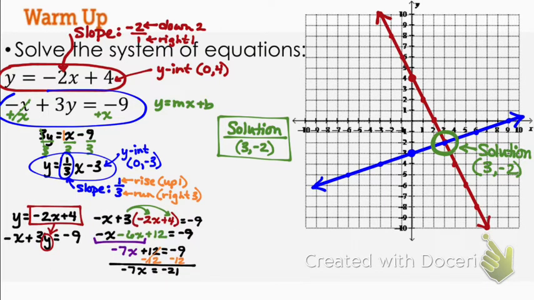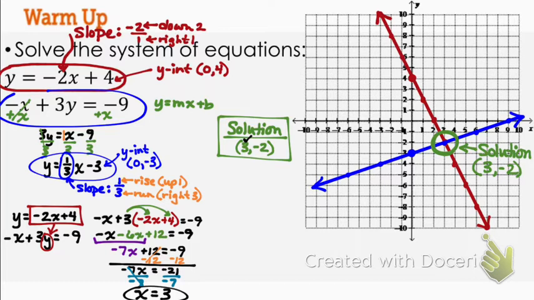Divide both sides by negative 7. What is negative 21 divided by negative 7? 3. X is positive 3. What did we say the x part of our ordered pair was? 3. So we got the same thing.